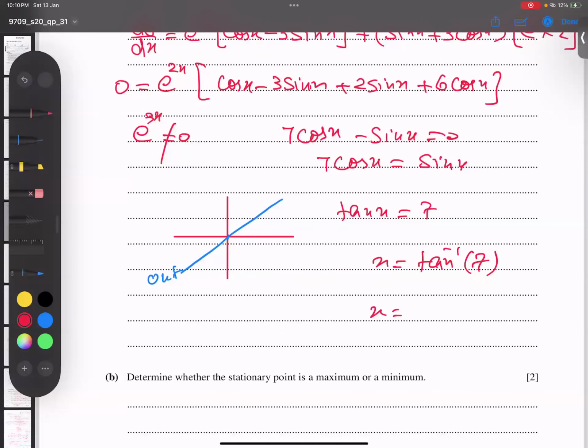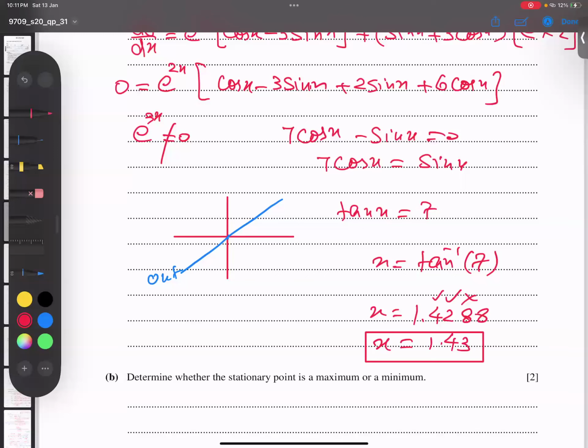So degree mode, make sure degree mode. So tan inverse of 7. Oh sorry, radian mode, because I was saying before, radian mode. It is 1.4288. He said 2 dp, so this I don't need. So the answer is 1.43. Alhamdulillah rabbil alameen, done.